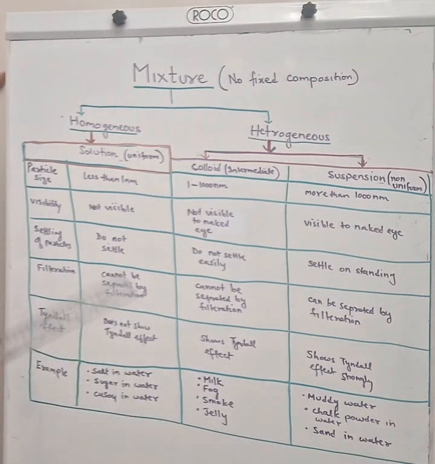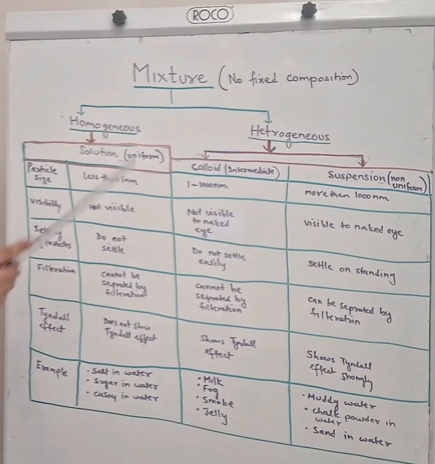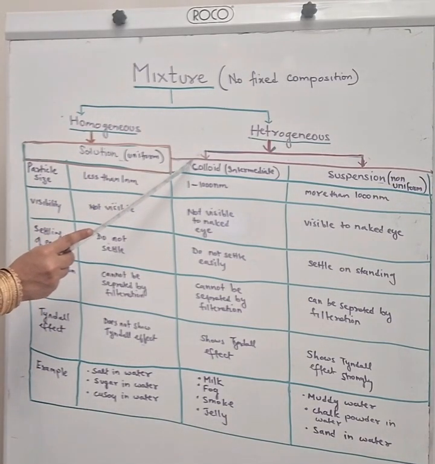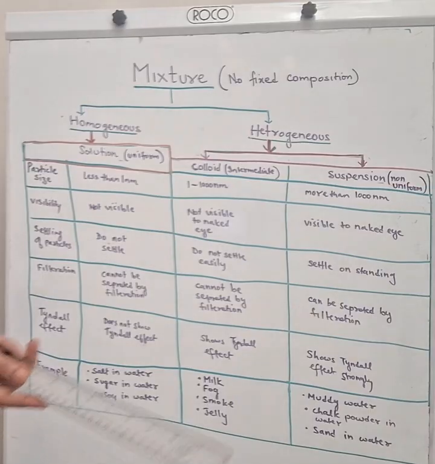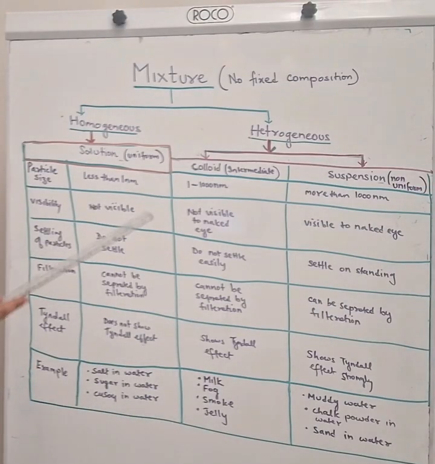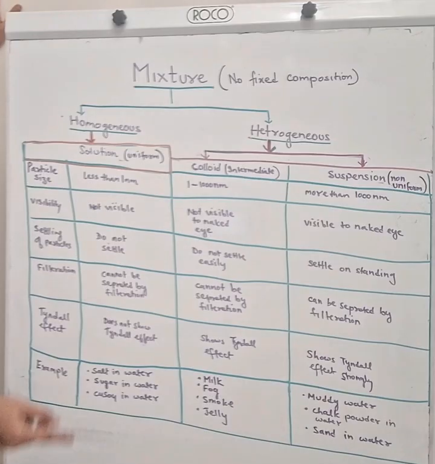So a mixture which shows the Tyndall effect is a colloid and not a solution, because it is very difficult to differentiate between a colloid and a solution with your naked eye. For example, salt water and milk: it is very difficult to distinguish which is the solution and which is the colloid. But if the mixture shows the Tyndall effect, you can say that it is a colloid. Other examples of colloid are fog, smoke, jelly, etc.